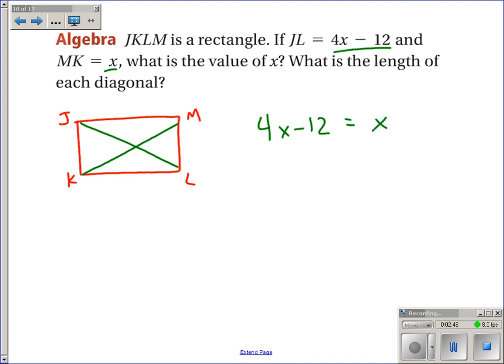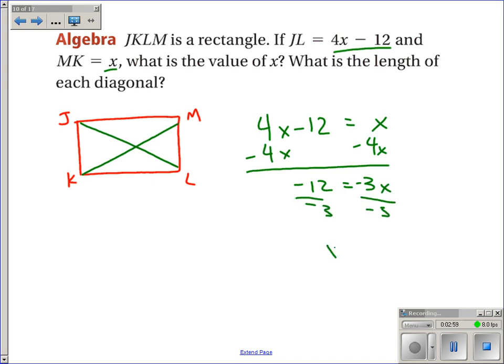And I'll solve this equation. I'm first going to subtract 4x from both sides. Okay, divide both sides by -3, and x is equal to 4. So what's the value of x? X is equal to 4. What is the length of each diagonal? Well, since this one's equal to x, MK will be equal to 4. And JL, since it's congruent, will also equal 4. I could plug it back in the equation, but if I did, I would get 4.